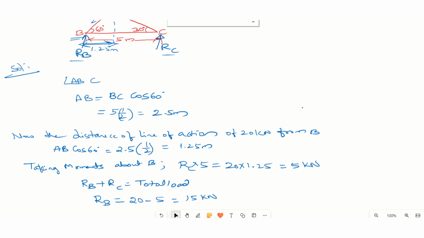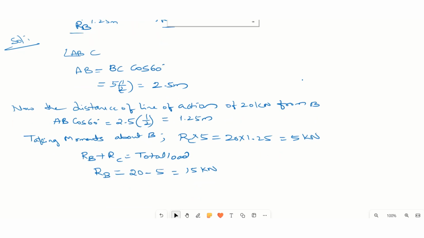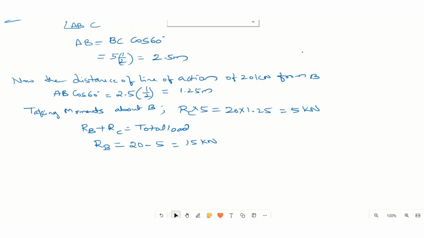Now, using the method of joints, we have to calculate the forces in AB, BC and AC. Let us consider the equilibrium of various joints first. Here we have three unknown members. For each joint we'll get two member forces, so I have to take the joints with two members. Now I am applying the equilibrium of joints.